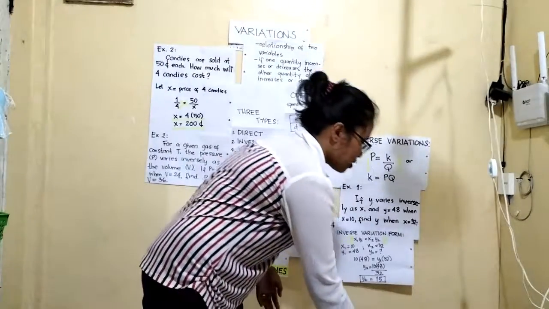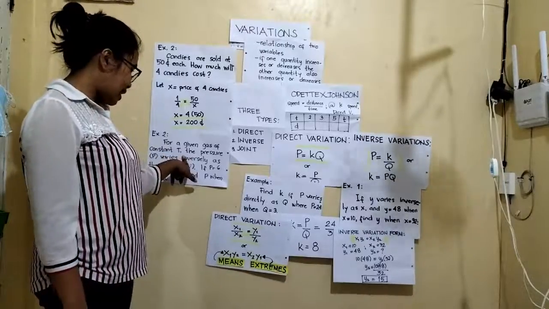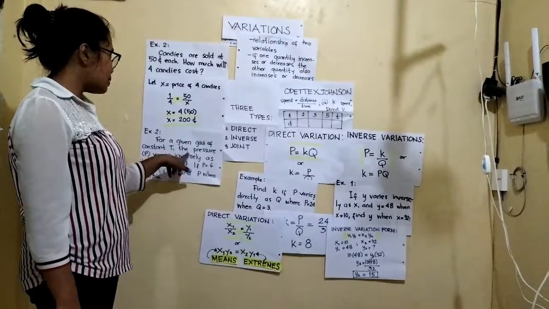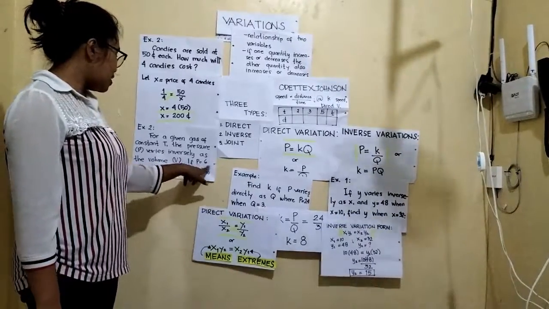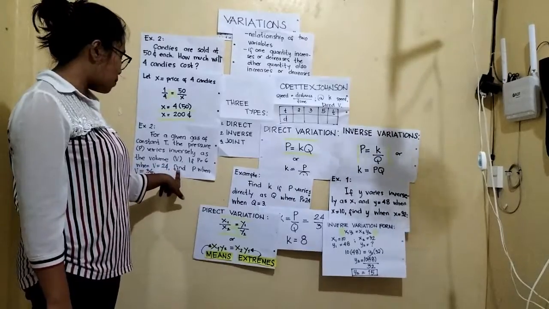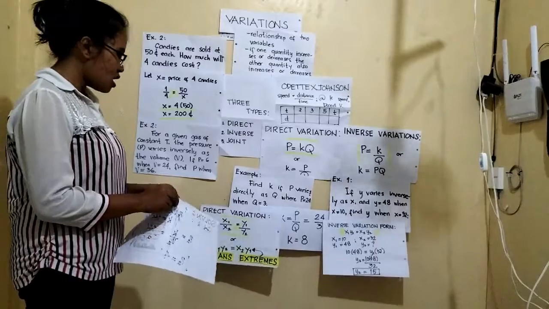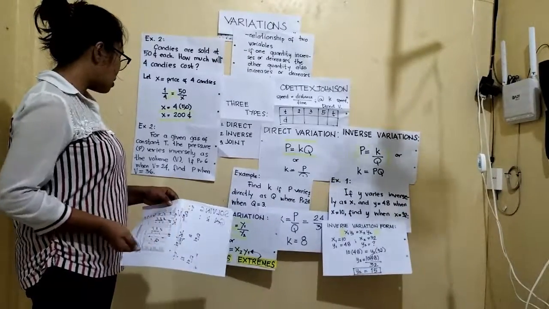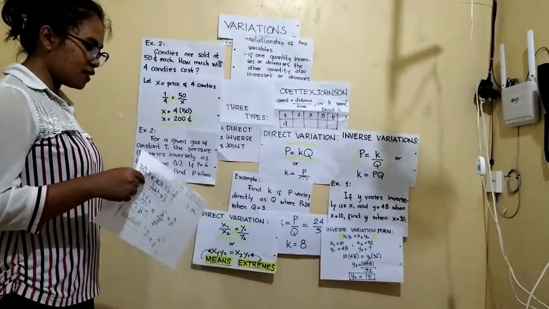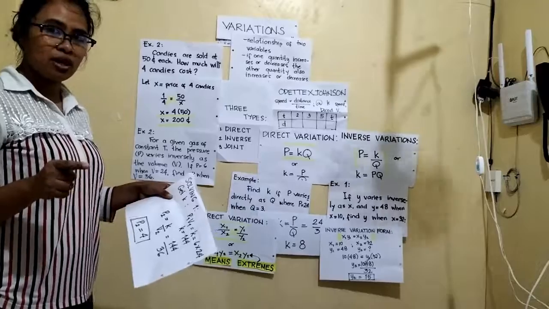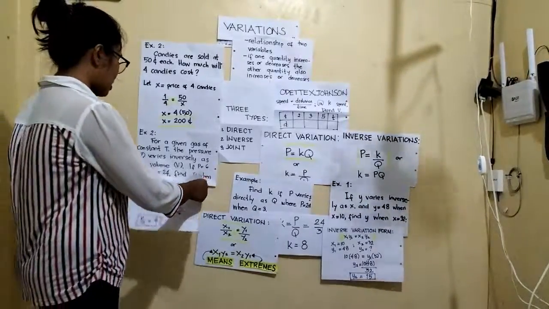Okay. So, for a given gas of constant temperature, which is T, the pressure P varies inversely as the volume V. If P is equal to 6 when V is equal to 24, find P when V is equal to 36. The formula for pressure and volume when temperature is constant is P1 V1 equals P2 V2, which is pressure times volume, and that's it. That is for temperature, right?